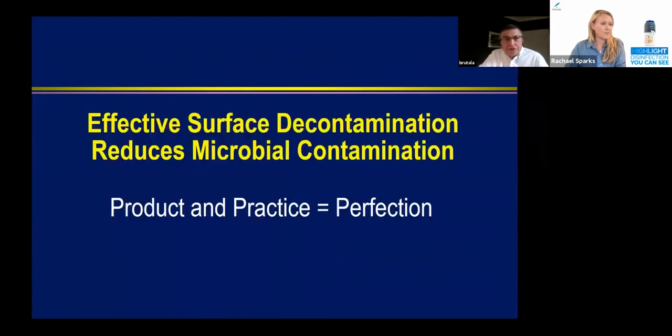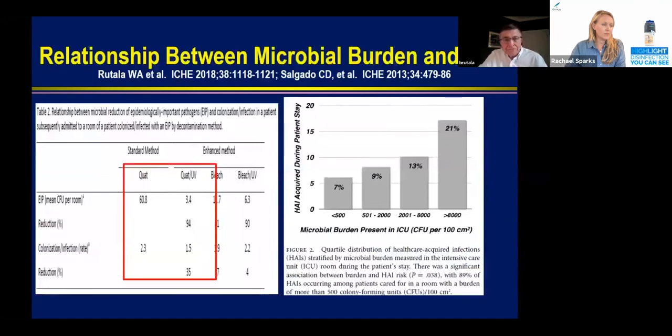For surface disinfection, it's very important that we understand there are two essential components. One component is the product, of course, the disinfectant. The disinfectant has to be effective against these epidemiologically important pathogens. And the other component is practice. We have to thoroughly apply the disinfectant to all surfaces so that the surfaces are no longer contaminated and hand contamination doesn't occur from touching that surface. And only when we reduce that microbial contamination by effective surface disinfection will we reduce healthcare-associated infections.